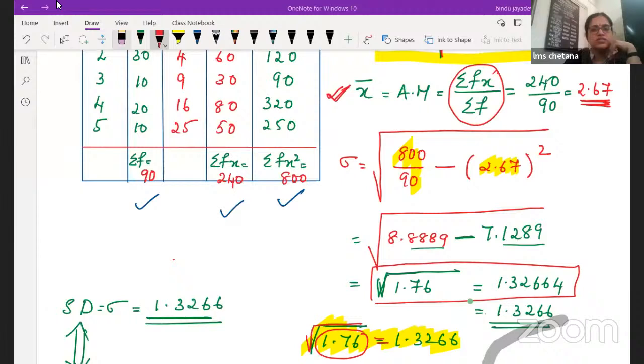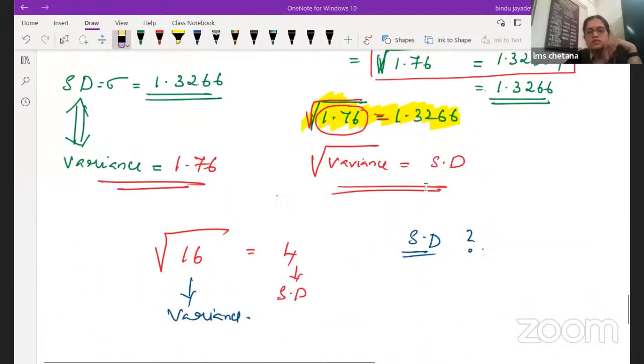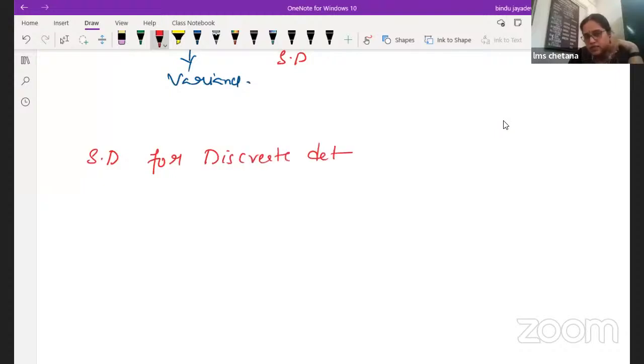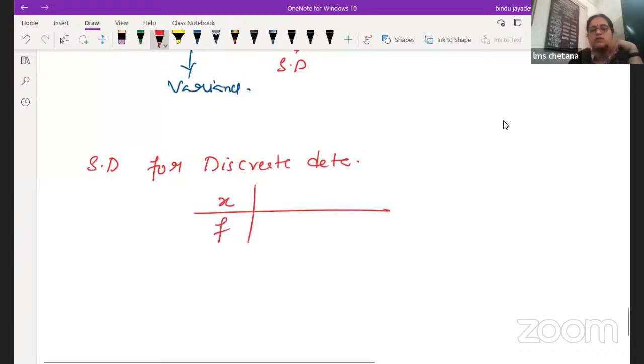Okay, now I'll just tell you. See, the problem is that people are scribbling on the screen for me. Now please listen to me. One more thing I'll teach you for standard deviation. See, we did it here: standard deviation for discrete data. Discrete data means, what is the meaning? That means you have only X value and F value. This is your discrete data. You know now what the formula is.